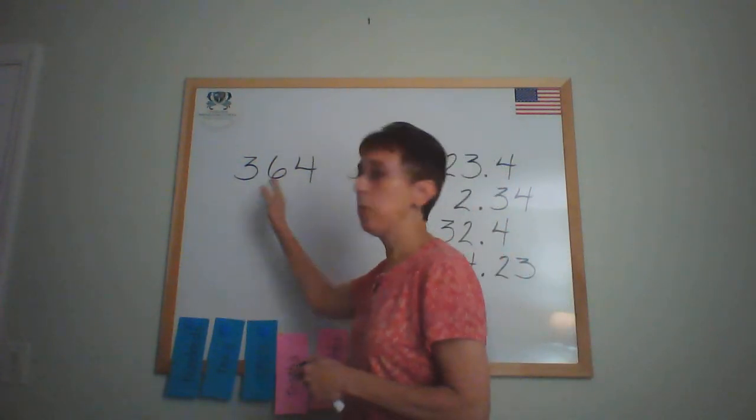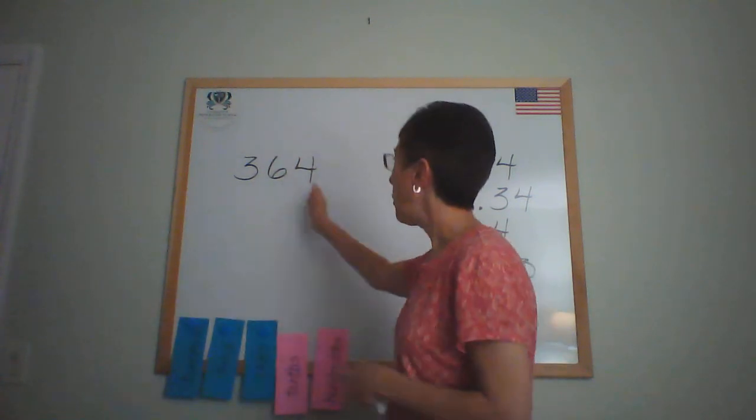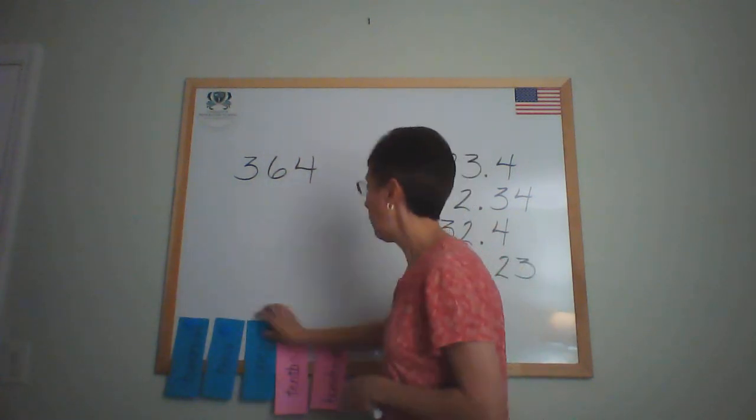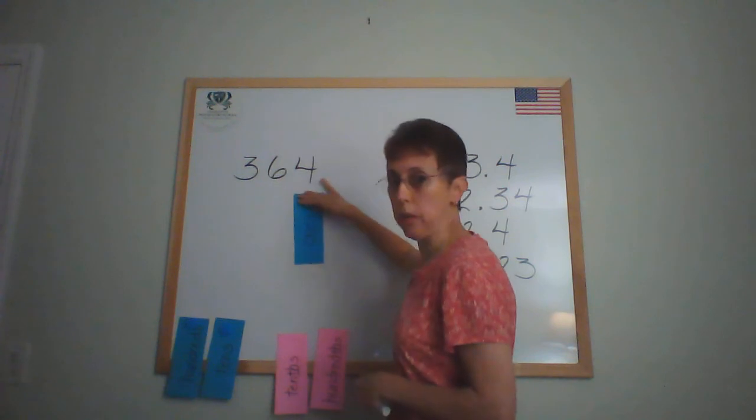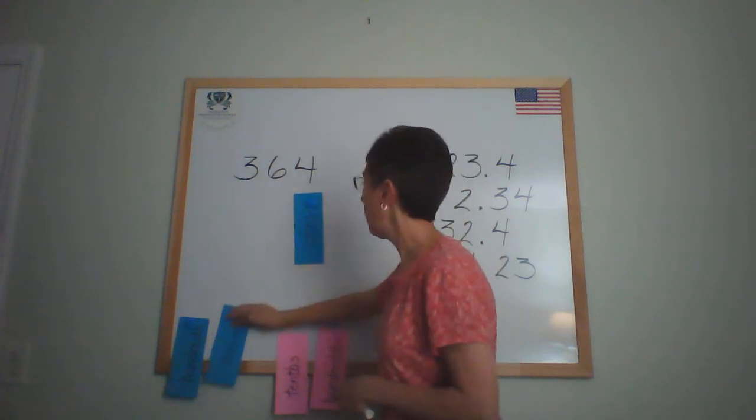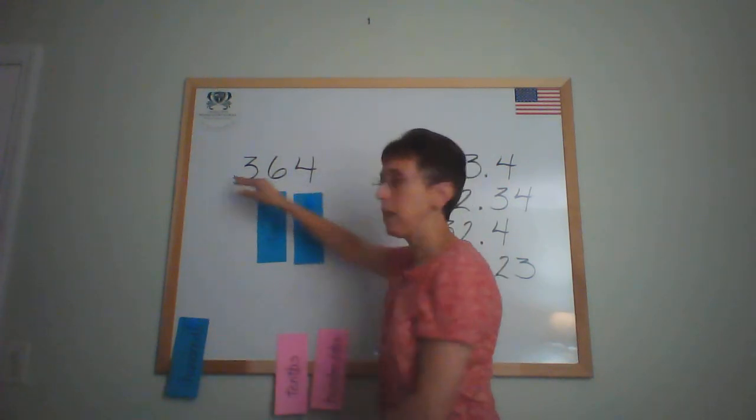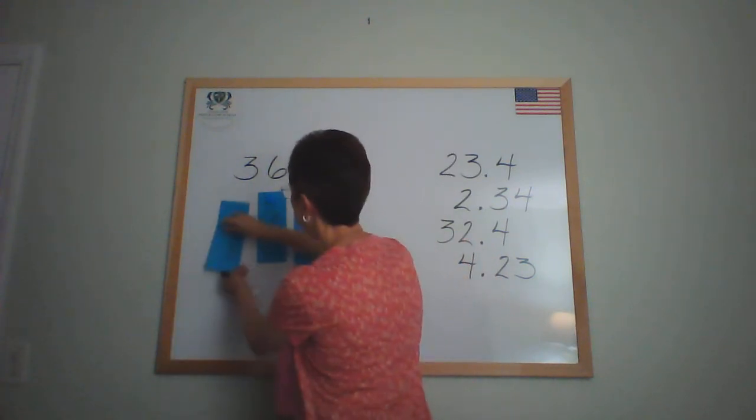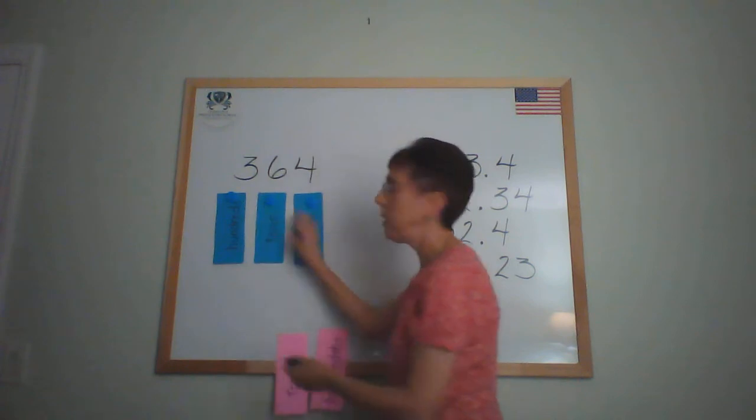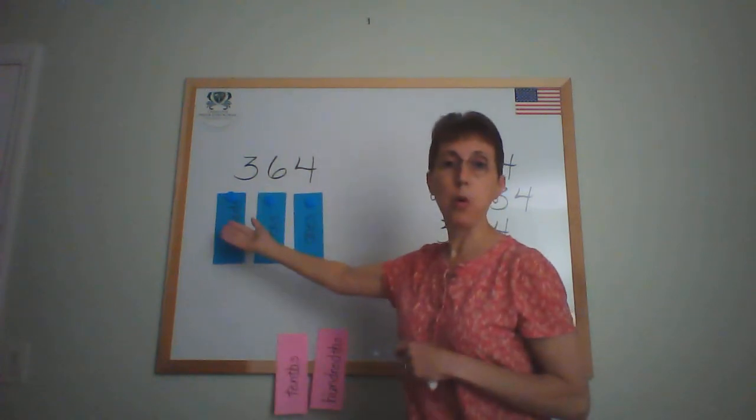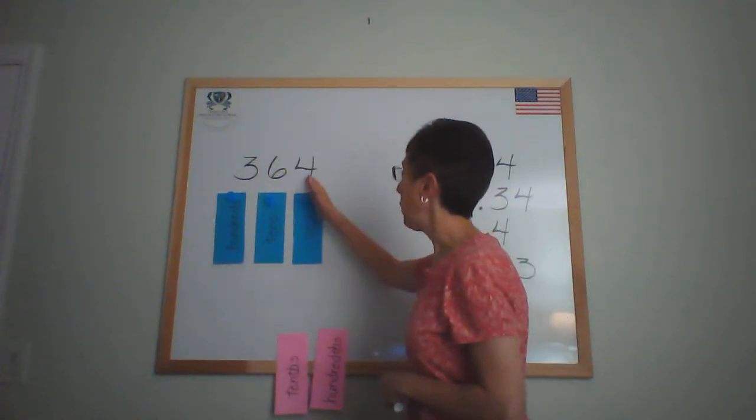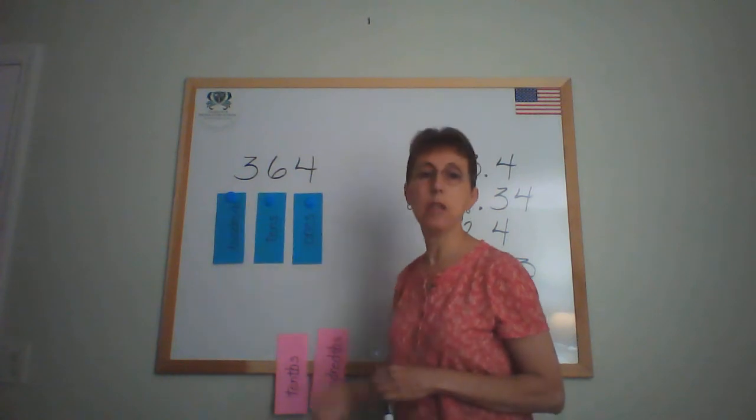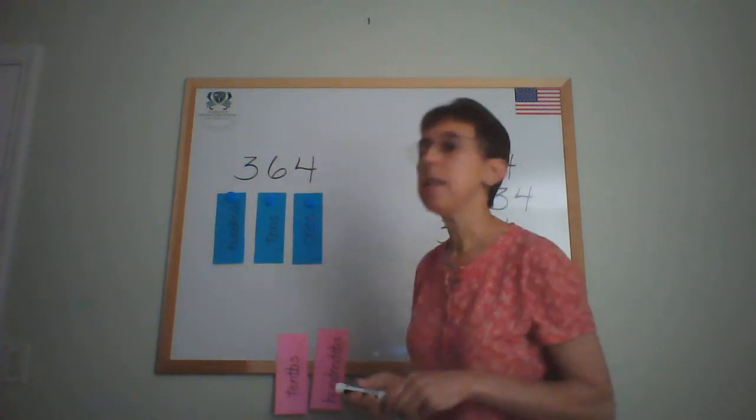So if we have the number 364, you know that we start here with the 4, and the 4 is in the ones place, followed by the 6, which is the tens place, and then the 3 is in the hundreds place. Okay, that is your whole, a regular whole number, and your places ones, tens, and hundreds. Now, let's add a decimal to that.